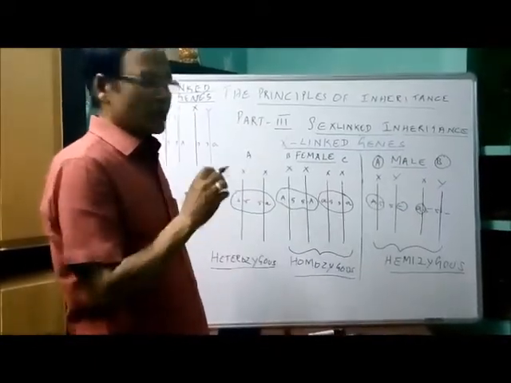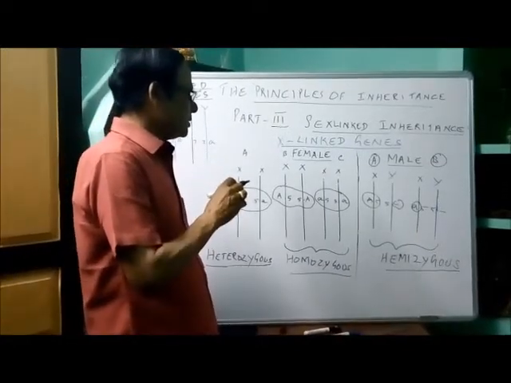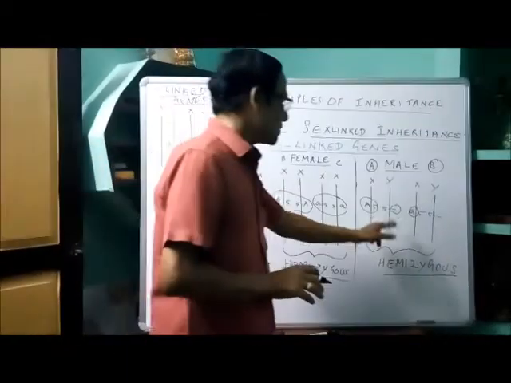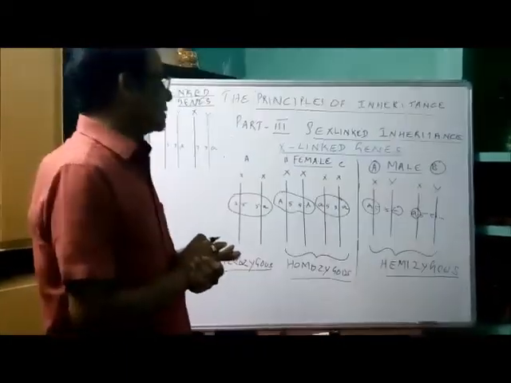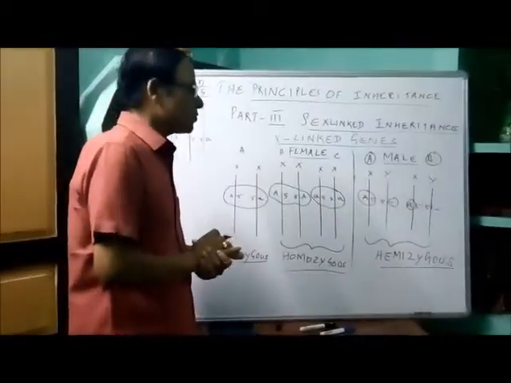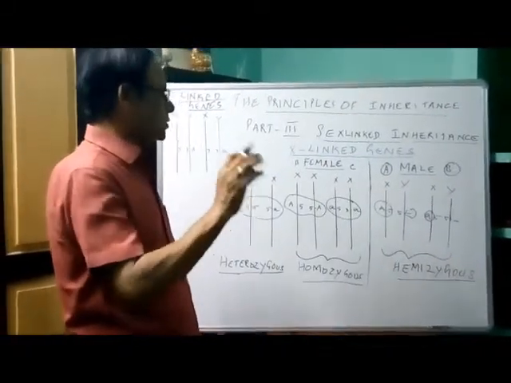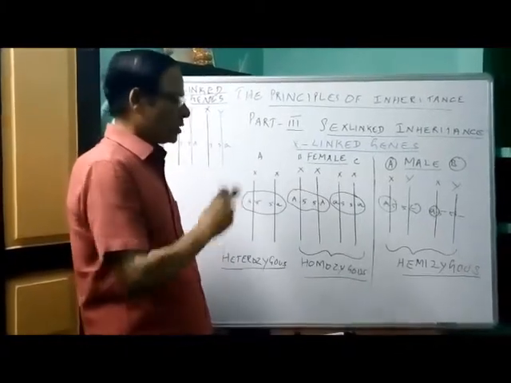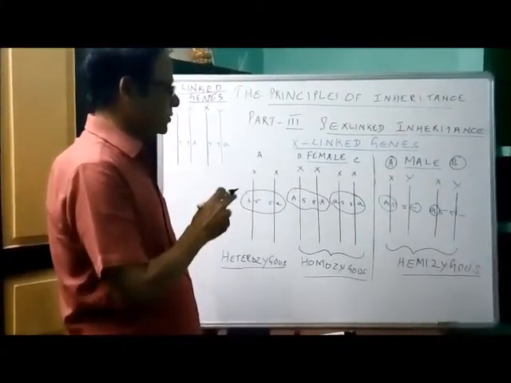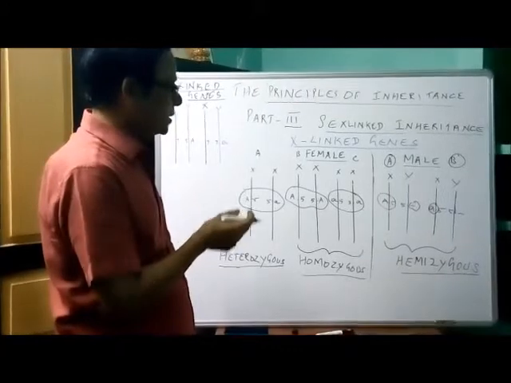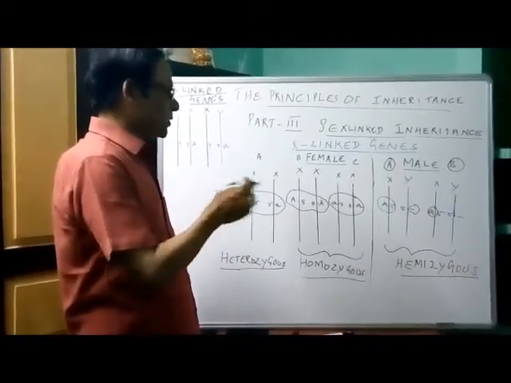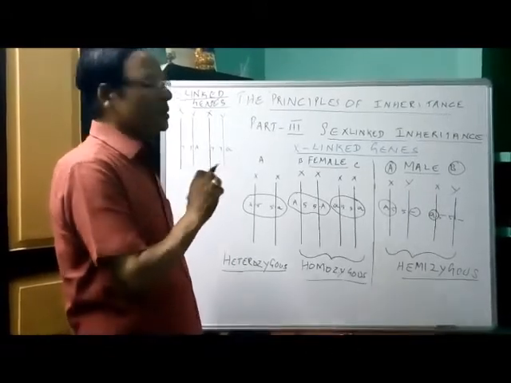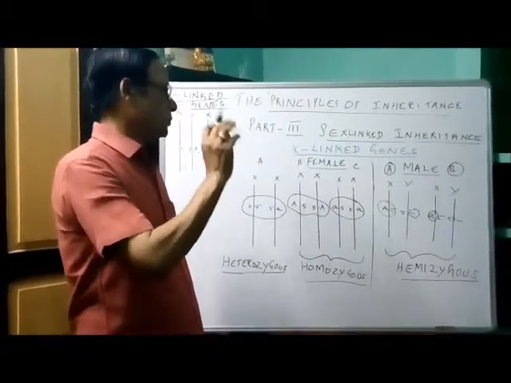Actually there is no corresponding allele for the X-linked gene in the Y chromosome. So that's why I put a dash or a hyphen. So the X-linked genes have no corresponding allele in the Y chromosome. That's why you see that the males are hemizygous, only one allele present in the X chromosome. There is no corresponding allele in the Y chromosome. That's why the males are hemizygous. Simply we can say the X-linked genes have no corresponding allele in the Y chromosome.